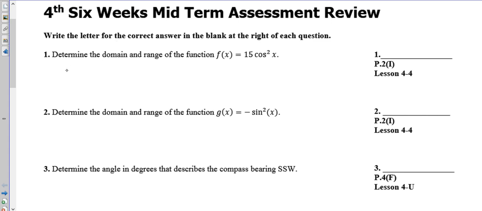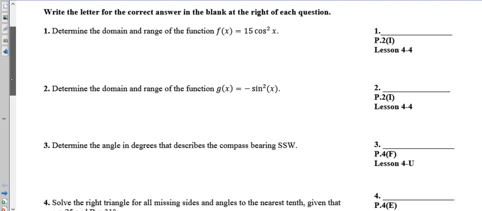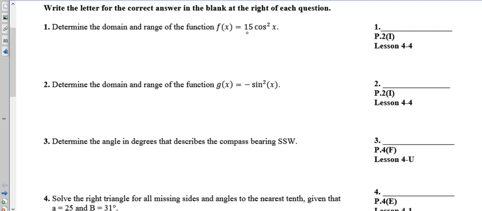All right, now let's look at this midterm review. Number 1, it says determine the domain and range of the function 15 cosine squared x. Now we haven't seen many cosine squared yet, or sine squared, what that does to the graph or how you type that in. In the calculator, here's what it's going to look like.